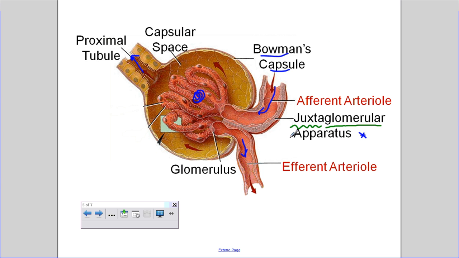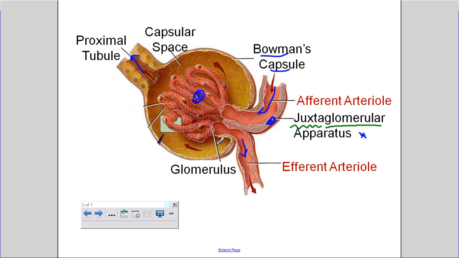The juxtaglomerular apparatus. So there's a little region right here where there's kind of a cluster of cells called the juxtaglomerular apparatus. Juxta means kind of situated beside. Juxtaposed means situated beside, to the side of. Glomerular refers to the glomerulus. So it's an apparatus that's situated beside the afferent arteriole. It's actually kind of embedded in it.